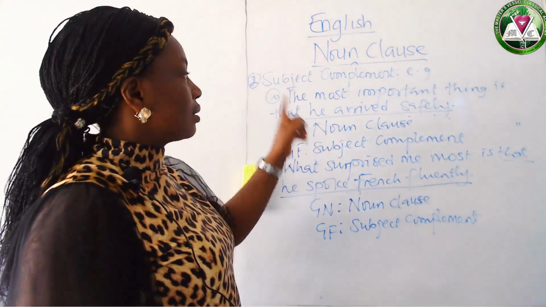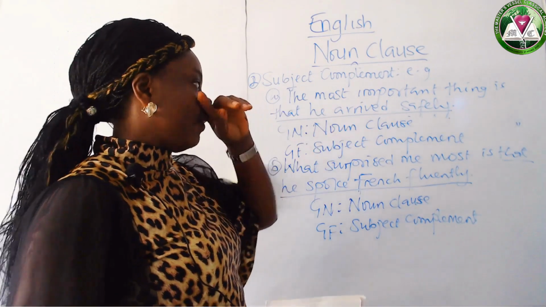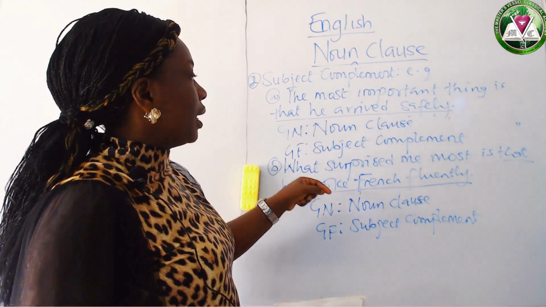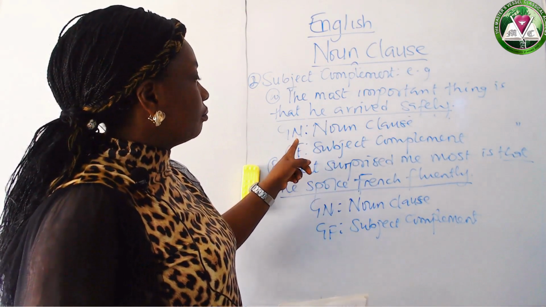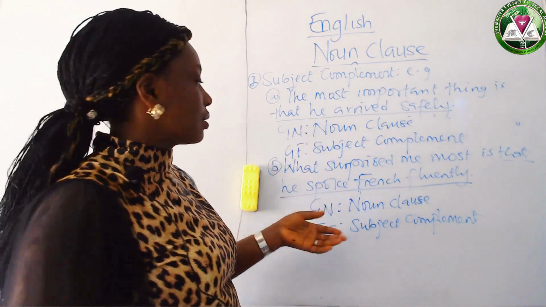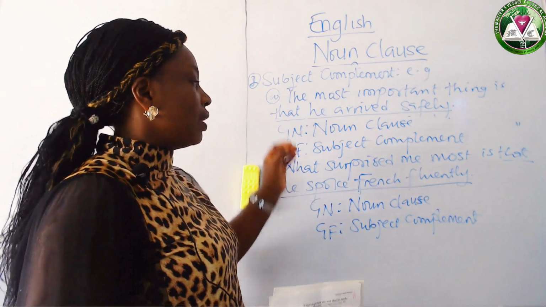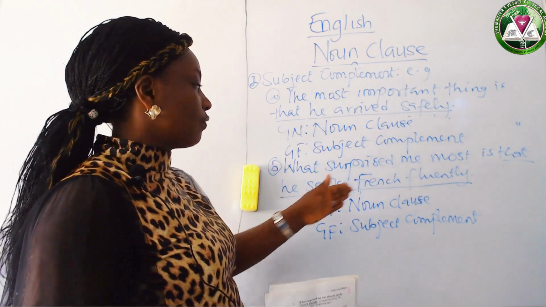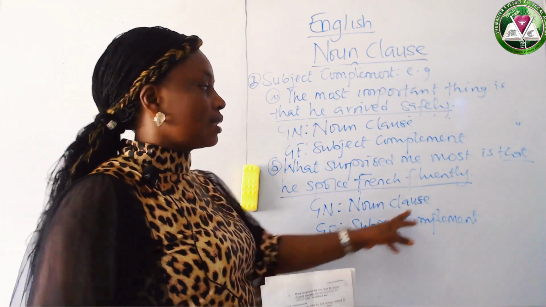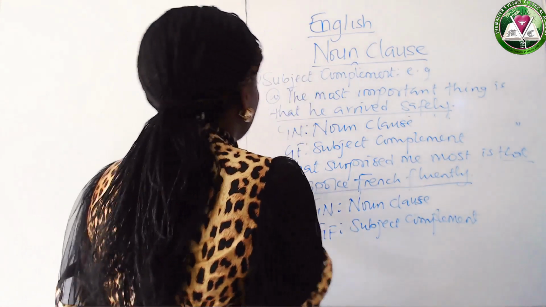Subject complement examples. The most important thing is that he arrives safely. So we have that he arrives safely as our noun clause, and then our GN is noun clause, our GF is subject complement. As simple as that. Then what surprised me most is that he spoke French fluently. My surprise is the same thing as the fact that he spoke French fluently. So we have noun clause, and then we have subject complement. Okay. Then we move to number 3.